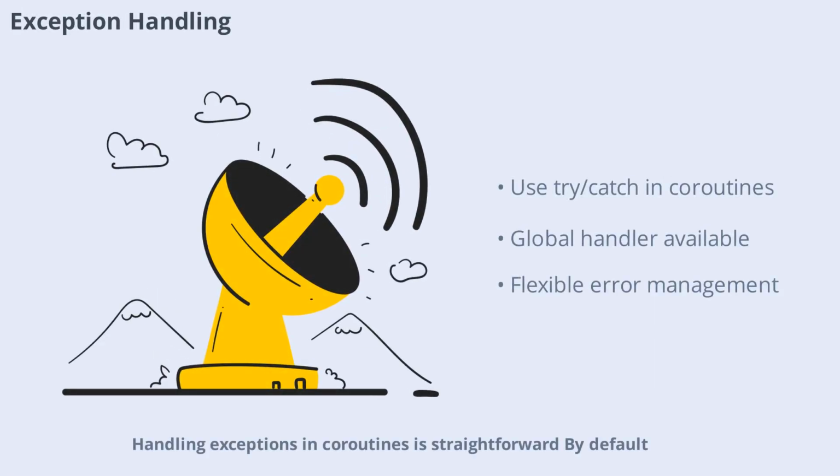Handling exceptions in coroutines is straightforward. By default, exceptions are propagated up the call stack. You can use try-catch blocks within coroutines to handle errors locally or set a global handler using CoroutineExceptionHandler. This flexibility allows you to manage errors in a way that fits your app's architecture.